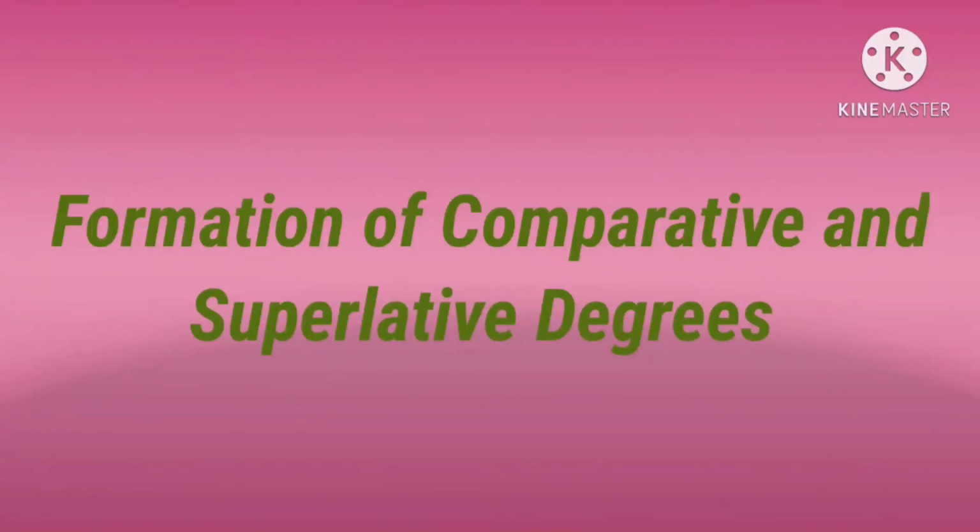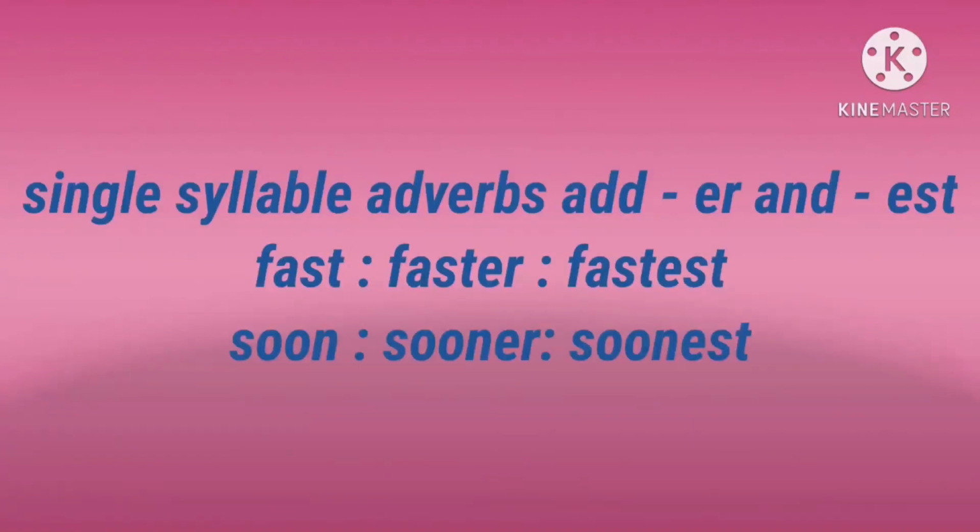Formation of comparative and superlative degrees of adverbs. First one, single syllable adverbs add er and est to form their comparative and superlative degrees. Examples, fast, faster, fastest. Single syllable fast, so faster, fastest, adding er and est. Next, soon, single syllable. Sooner, soonest, adding er and est.